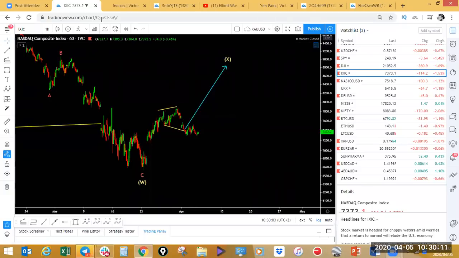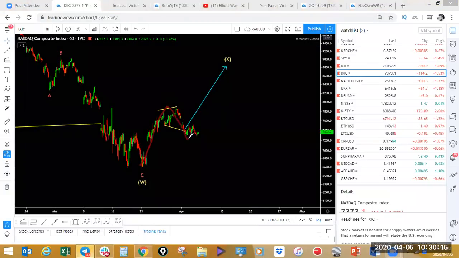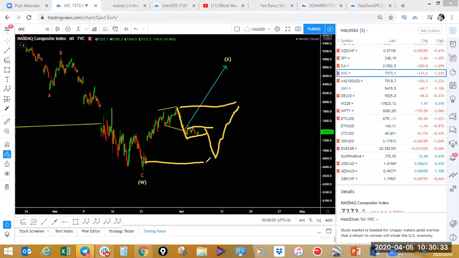NASDAQ also needs to get this corrective structure. So WX, this should be a 3-wave move, even if this one is going to come back for one down first before we make a move to the upside. That's what we're going to be looking for here. But the next move here is this move to the downside, one correction here, move to the downside, but we should get something like this, a deeper corrective structure like that.